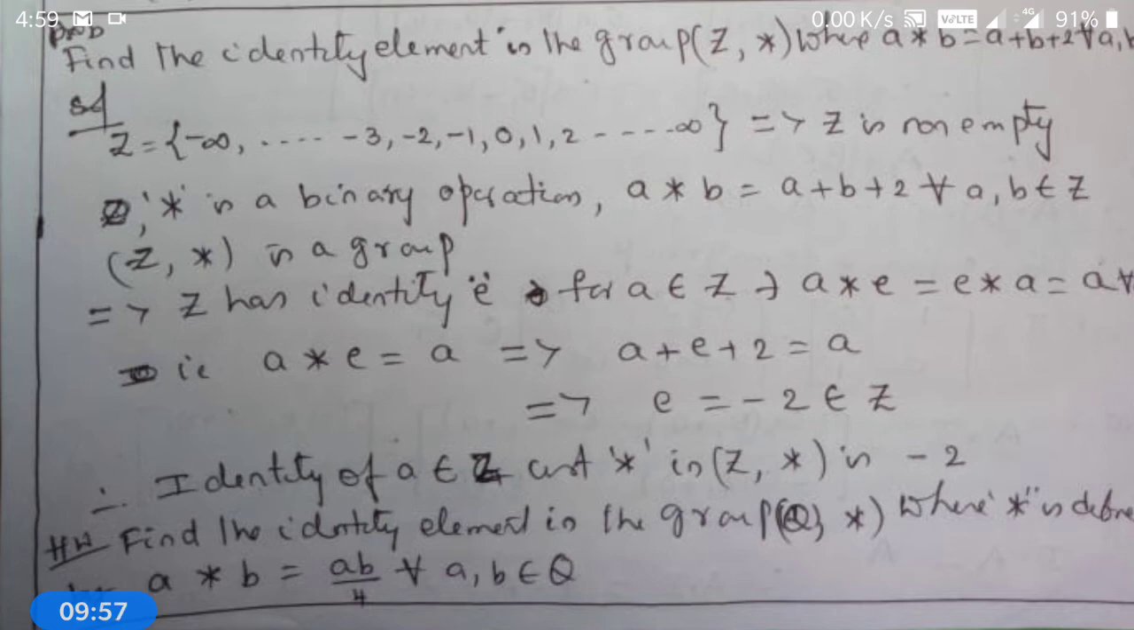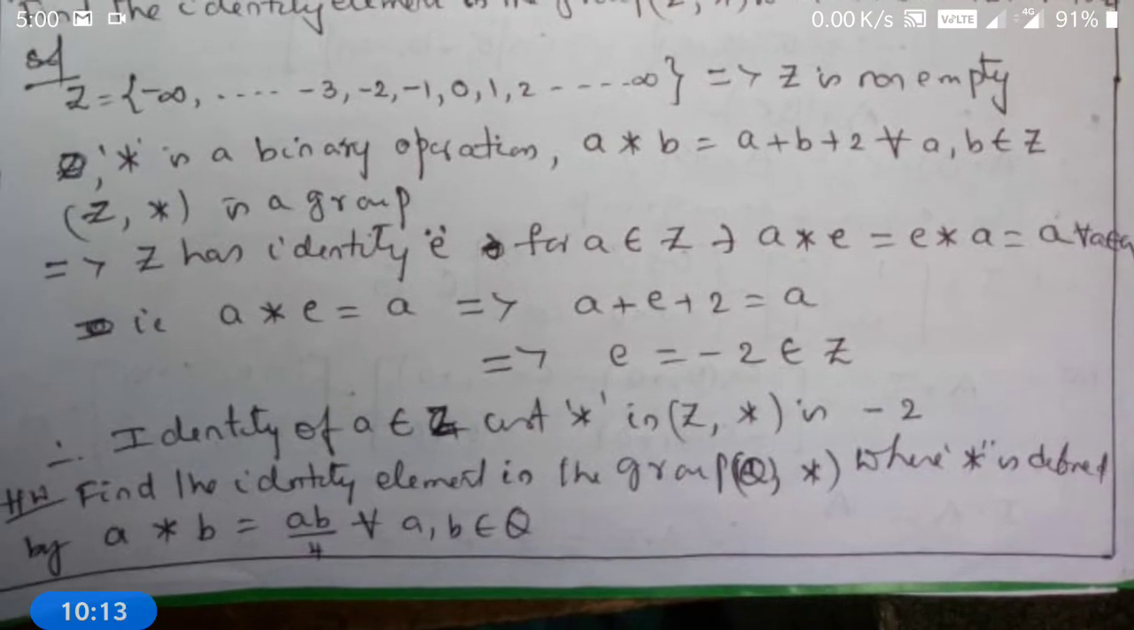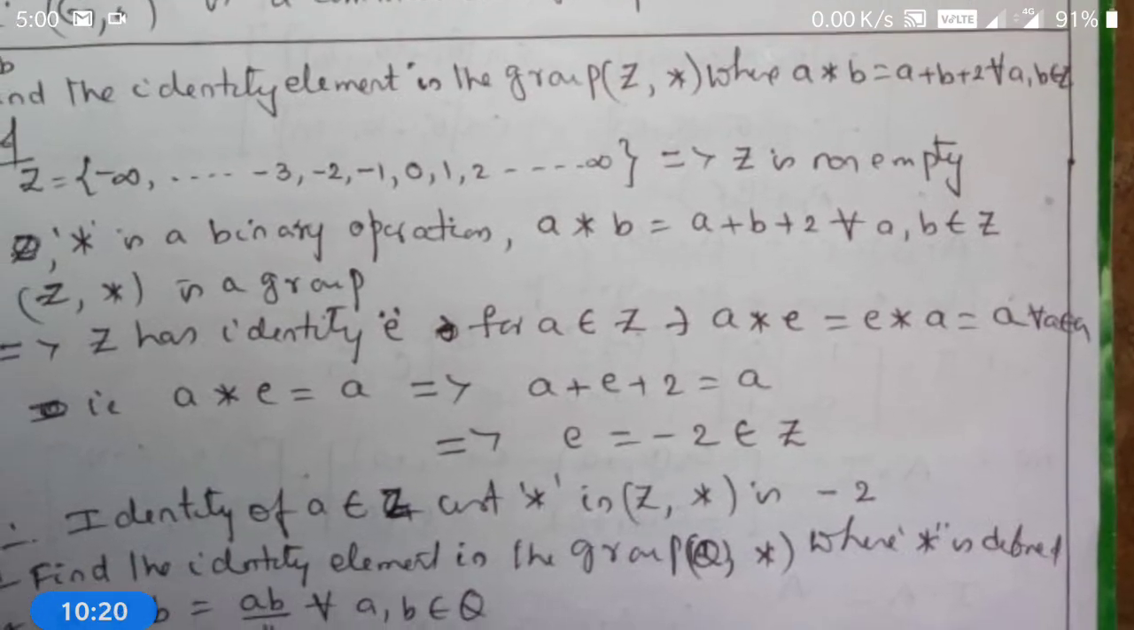Z is equal to minus infinity, and so on, -3, -2, -1, 0, 1, 2, 3, and so on, up to infinity. Therefore, Z is clearly non-empty. Now, star is a binary operation: A * B is equal to A + B + 2 for all A, B belonging to Z. Therefore, (Z, *) is given as a group in the problem. Therefore, there is no need to verify the associative property and identity element existence.